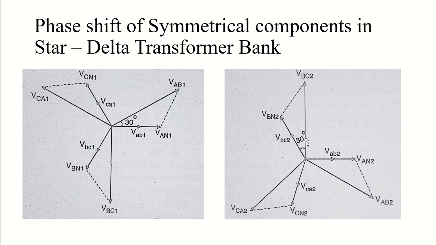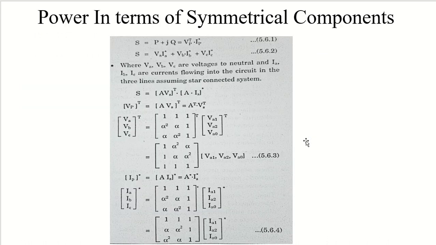So that was your phase shift of symmetrical components in a star delta transformer, because phase shift is something inevitable whenever you use a star delta transformer. Either star delta or delta star, there will be some phase shift, because remember when we did delta to star transformation, we saw that your angle is getting changed by 30 degrees. So that is inevitable, that will happen. Now let's see power in terms of symmetrical components.